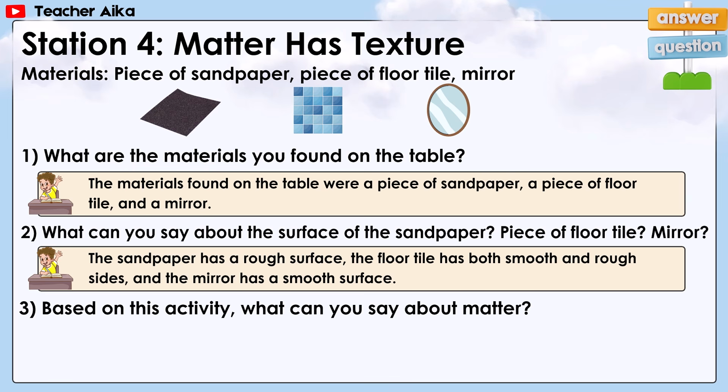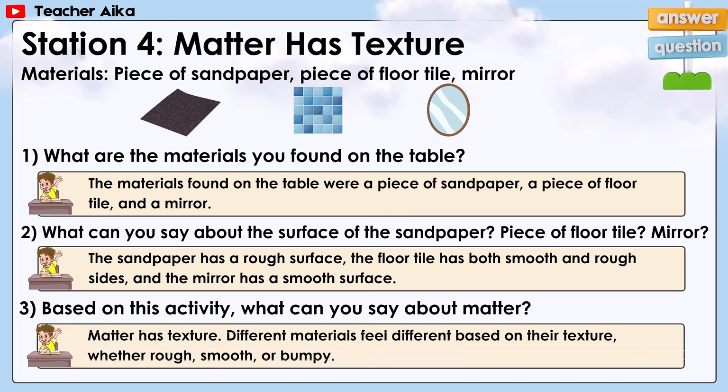Number 3. Based on this activity, what can you say about matter? The answer: matter has texture. Different materials feel different based on their texture, whether rough, smooth, or bumpy.